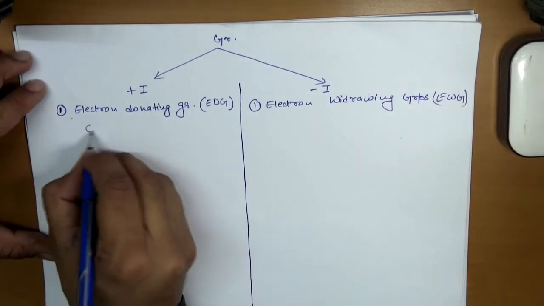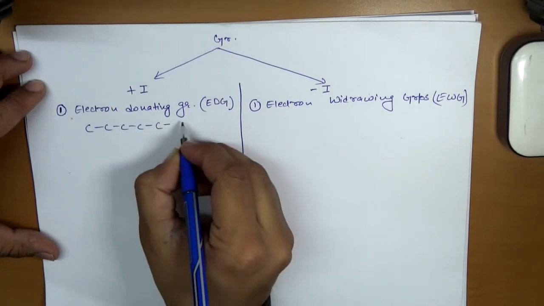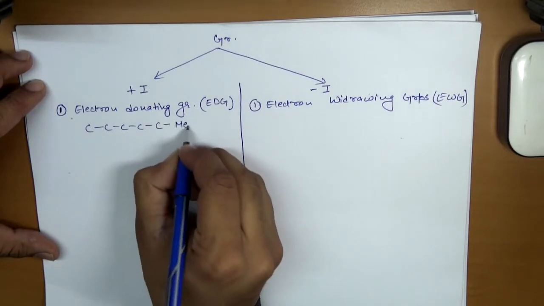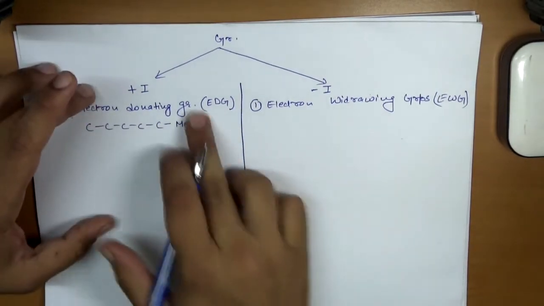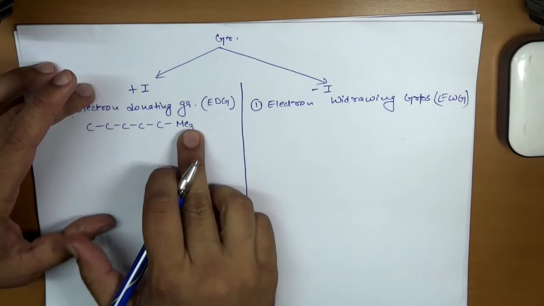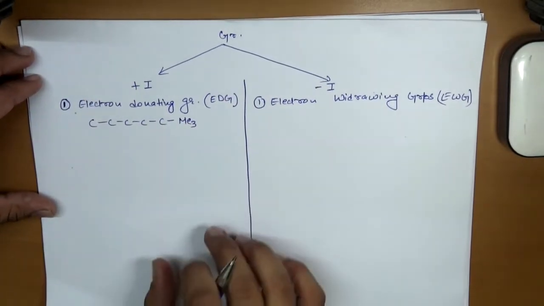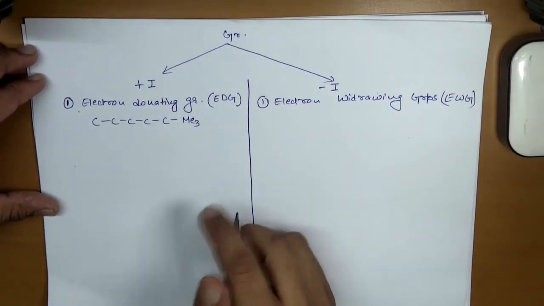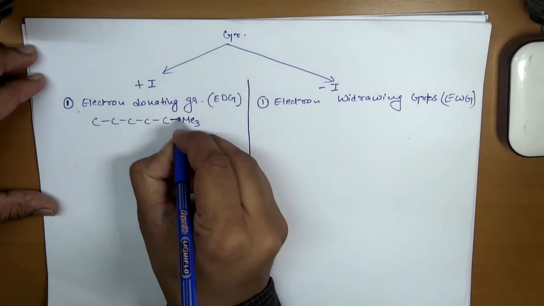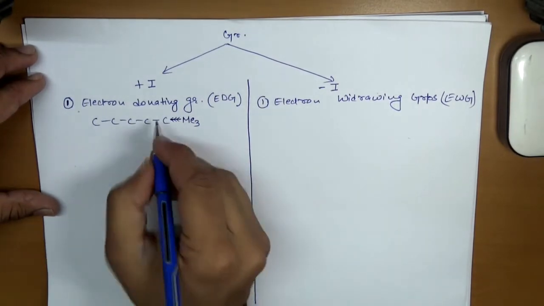If you consider a carbon chain, and let us say that it has an EDG, and believe me, just that Me3 is an EDG group. Later on I will tell you how methane is an EDG, but just for the sake of simplicity, believe me that it is an electron donating group. So what it will do is donate electrons in this way. It will donate electrons to the first carbon.